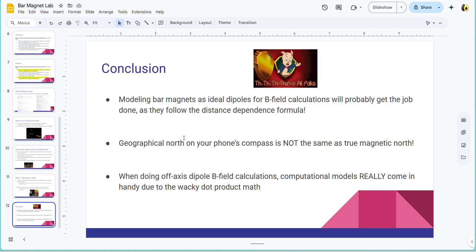To conclude, modeling bar magnets as ideal dipoles for calculations of the B field can be pretty accurate in general and get the job done, as they follow the distance dependence formula in general and are pretty accurate in that sense.